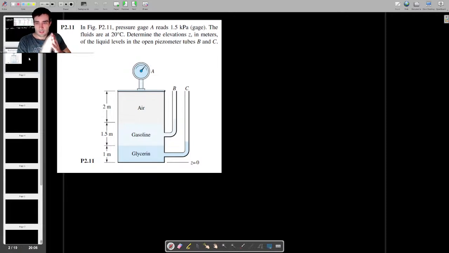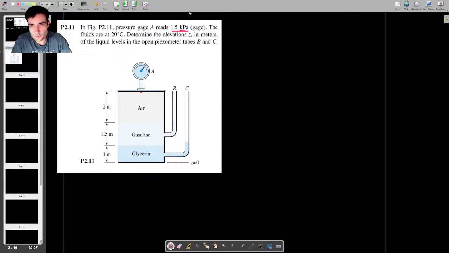So, nice hydrostatics question. We have a tank, and in this tank there is air, there's gasoline, and then there's glycerin. I think that's how you pronounce it. And we know a couple of things. So we know that pressure gauge A reads 1.5 kilopascals. So essentially what that means is that the pressure of the air here is 1.5 kilopascals.